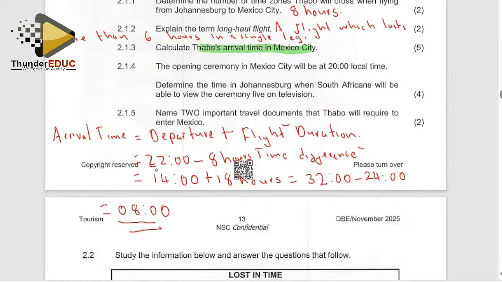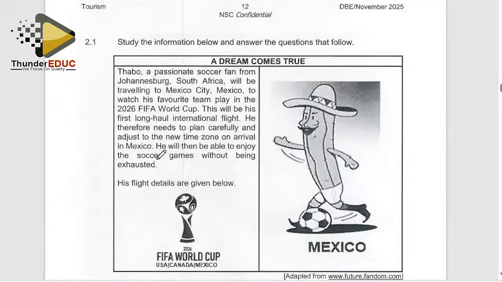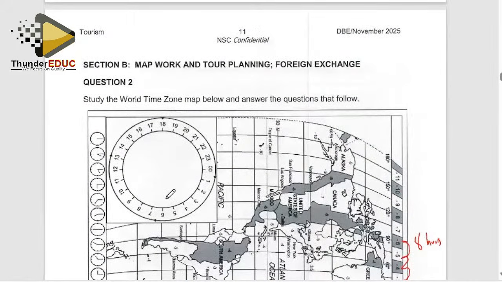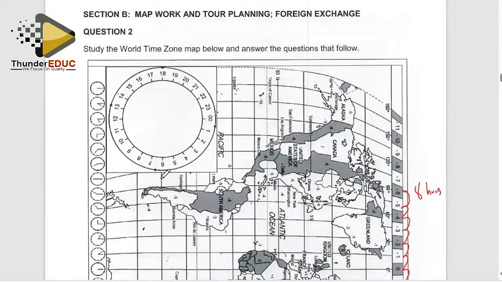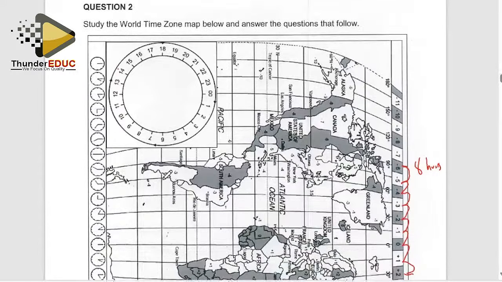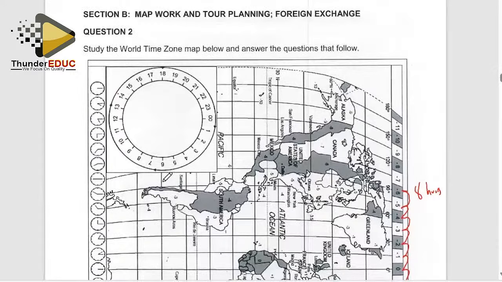However, the mathematical calculation might not be easy for others. So what do we do? We can actually do this calculation using our time zone map as well. So we are saying 22 minus 8 hours. So the departure was 1400 hours. So we say 14 plus 18 hours. So we go back to our time zone map. We identify our 14 here. This is 14. The departure was at 1400 hours. So let's calculate 14 plus 18 hours.